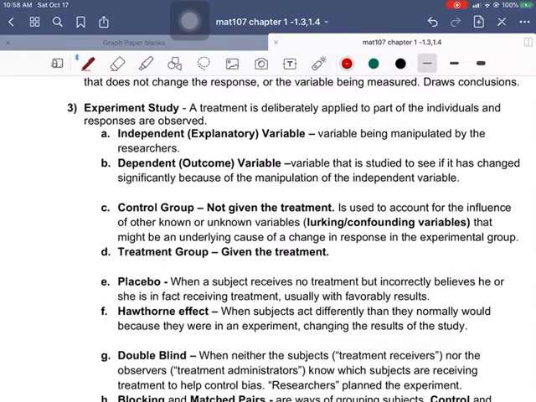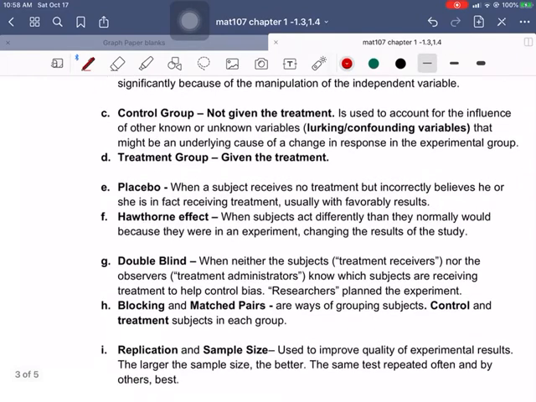So an experimental study is where a treatment is deliberately applied to parts of the individuals and the responses are observed, okay? The independent or explanatory variable is what's being manipulated. The dependent or the outcome you get is the variable that is studied to see if changes are significant because of the manipulation, okay? The control group was not given the treatment. This is also used to figure out if there's something else going on, a confounding or lurking variable that may be the underlying cause of some sort of change versus the treatment group that got the treatment.